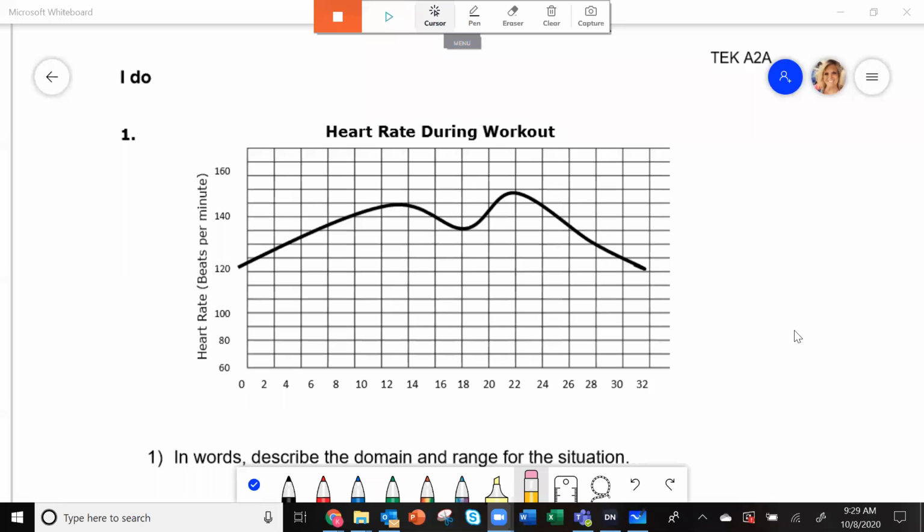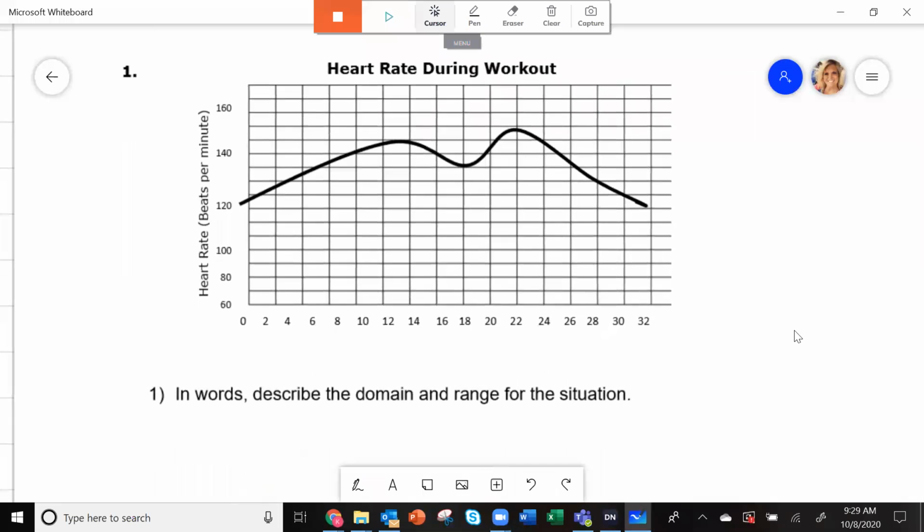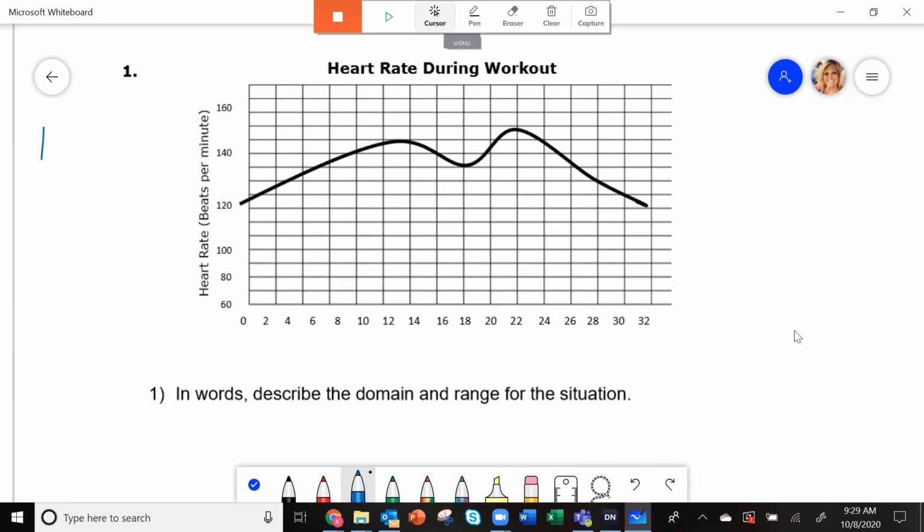All right, so now we should have this in front of us. We have a word problem, and the first thing it's asking us to do is to figure out what is the domain and range of this situation. One of the things we've talked about is I want us to remember that I've always talked about Doctor XY.